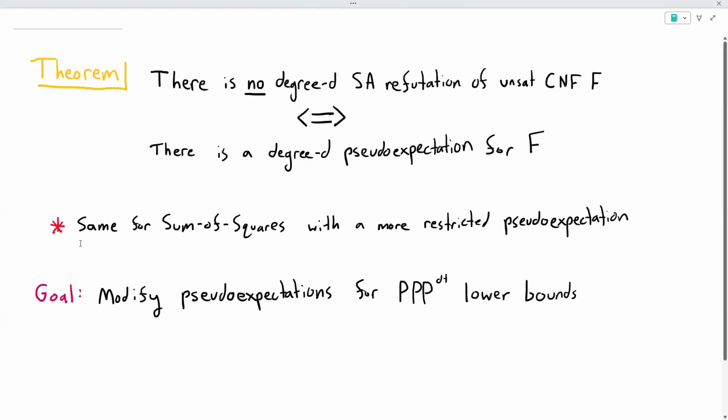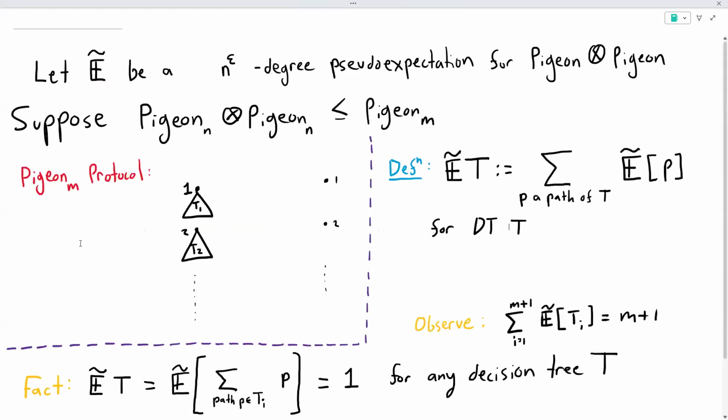So here's a nice theorem. There is no degree D Sherali-Adams refutation of an unsatisfiable CNF F if and only if there is a degree D pseudo-expectation for F. And this is also true for sum of squares with a more restricted version of the pseudo-expectation. So what we would like to do is modify pseudo-expectations, add another bullet point, so we get, in fact, PPP lower bounds rather than Sherali-Adams lower bounds.